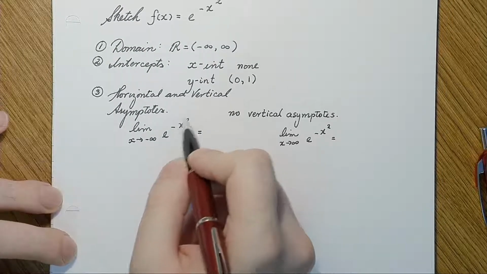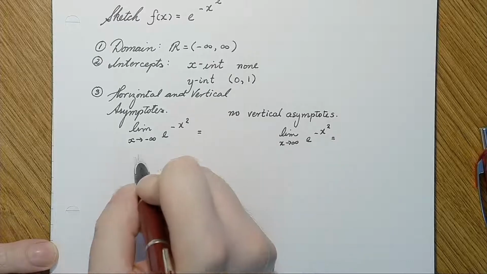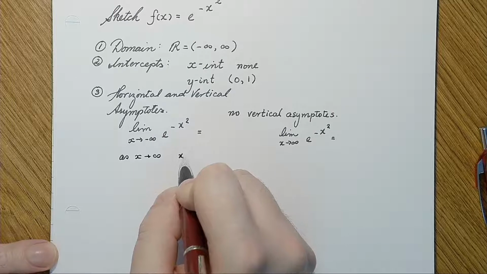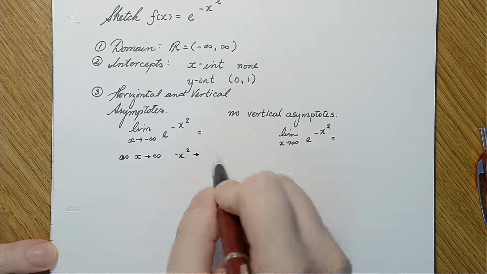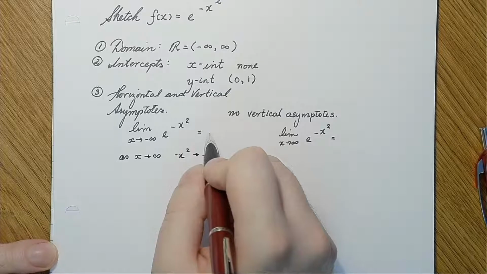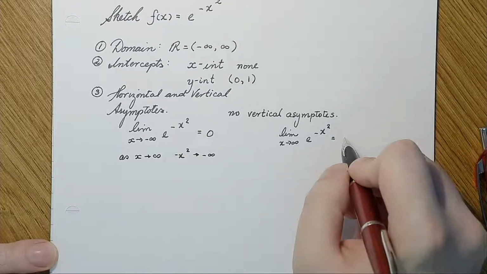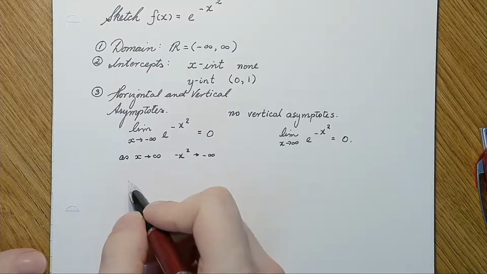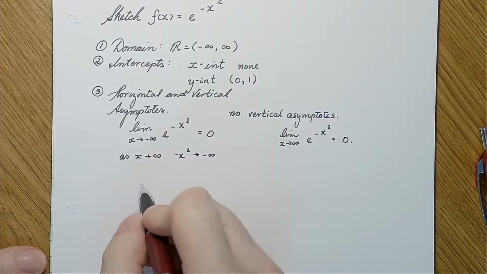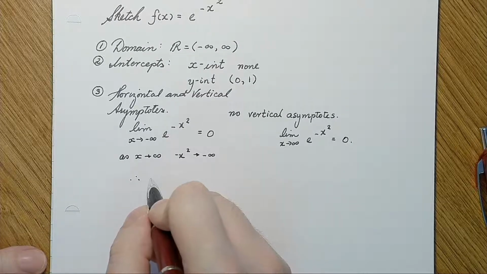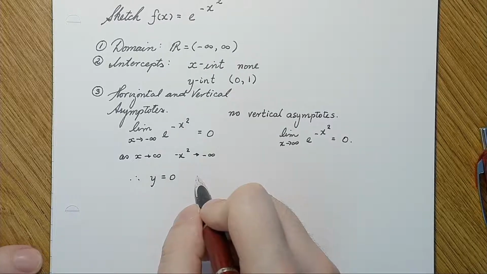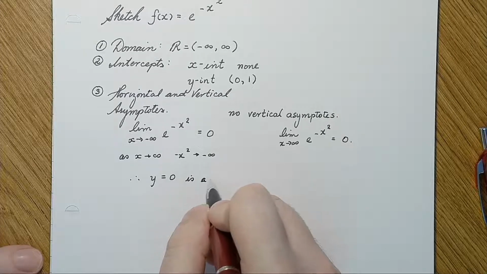Now in this case, if it gets really, really big, this means that as x goes to infinity, x squared also goes to infinity, so minus x squared goes to minus infinity. So this also gets really, really small. So that's 0, and this is 0. So that means that y equals 0 is a horizontal asymptote.